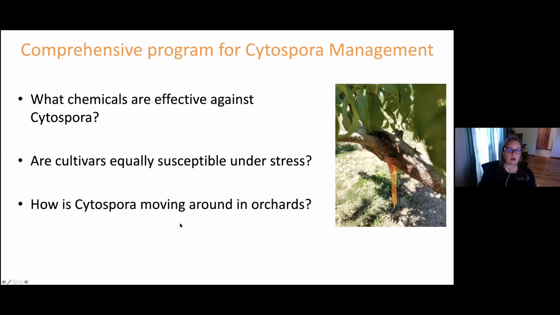And then also, how is Cytospora moving around in orchards? The dogma is that Cytospora cankers basically move through rain splash, but we think there might be some other mechanisms. We're working on that now, but I'll talk about that project.